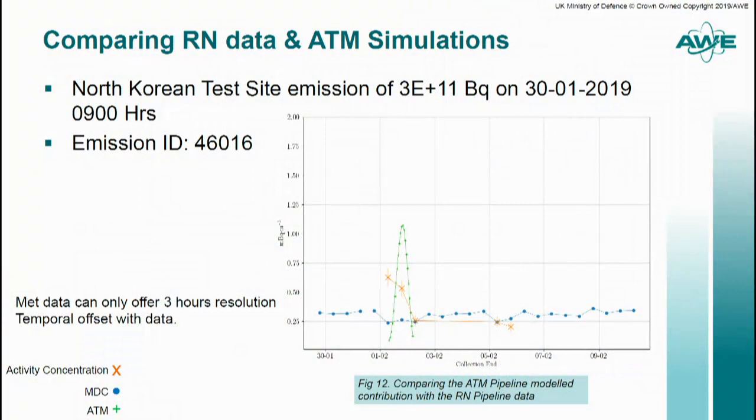This is the equivalent for the North Korean test site. So this is if you emit 3 to 11 becquerels of Xenon-133 on that date at that time, you'll get something which could possibly explain the detections at this site. Of course, we know there probably wasn't a test at this time, so it's unlikely, but it's important to consider this, especially when people are looking at this RN data, looking at possible source regions, and it says North Korea. Well, you need to consider lots of other things as well before you say that that's definite.